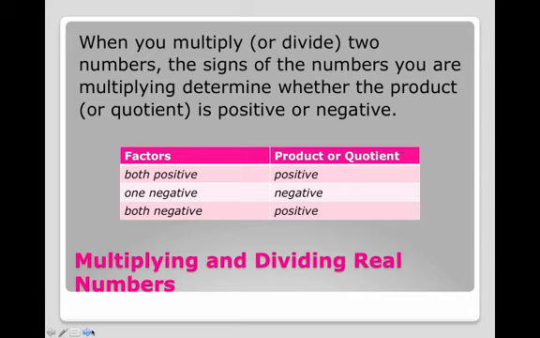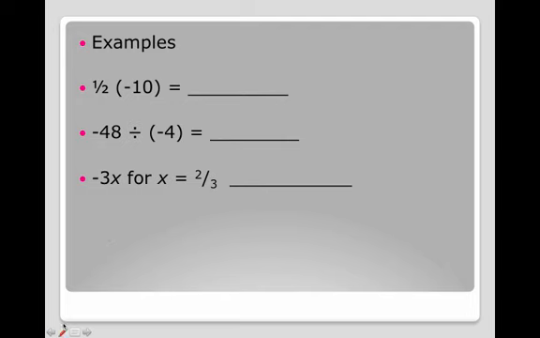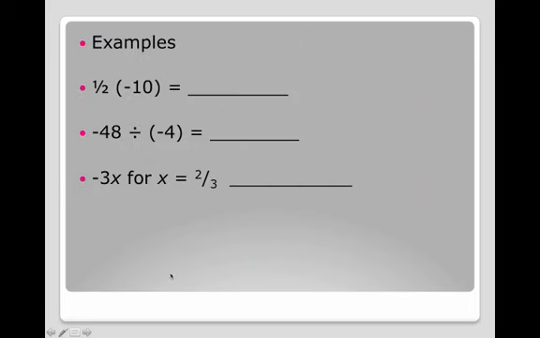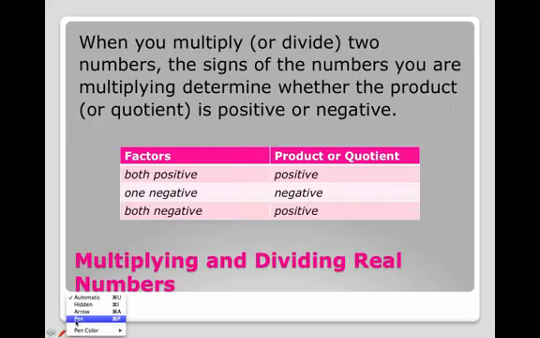All right. Multiplying and dividing real numbers. Okay, I'm sure you guys remember this, but I'm going to go over it really quickly. When you multiply or divide two numbers, the signs of the numbers you're multiplying determine whether the product or quotient, if you're dividing obviously, is positive or negative. So if I've got both factors positive, my product or quotient is going to be positive.